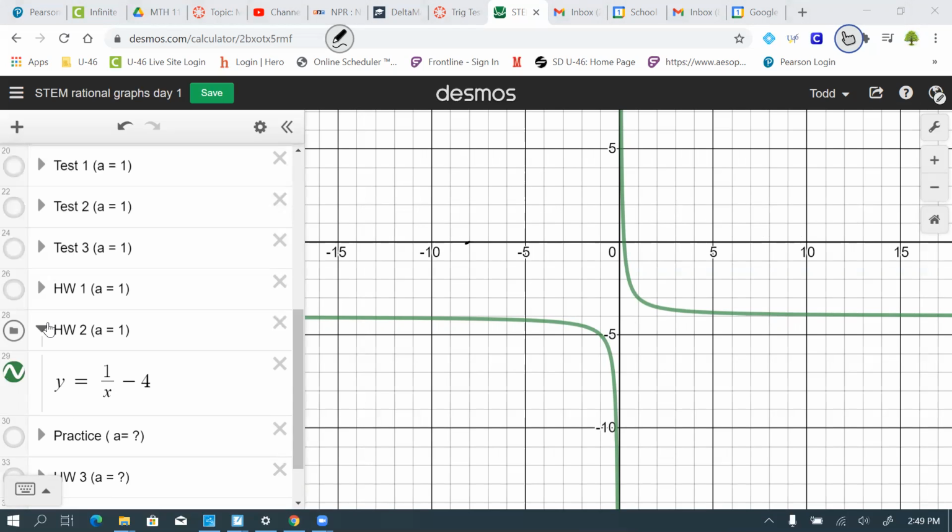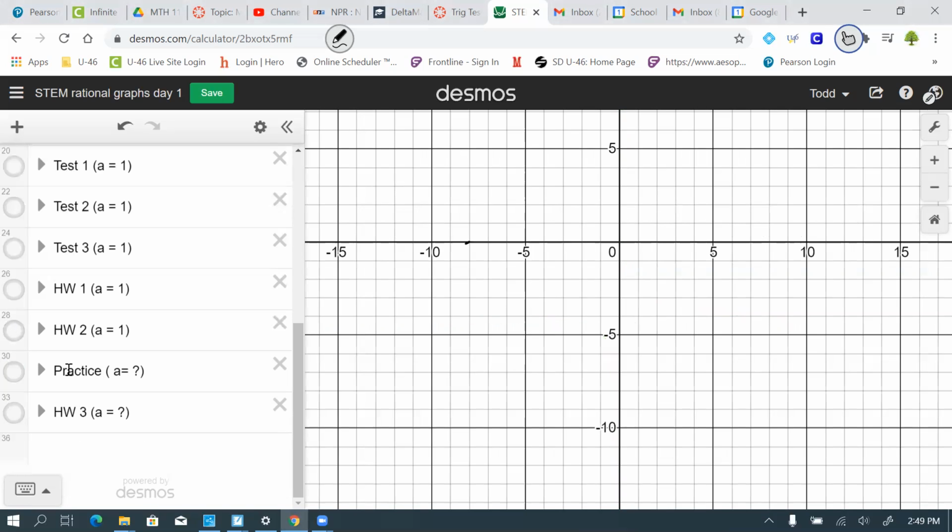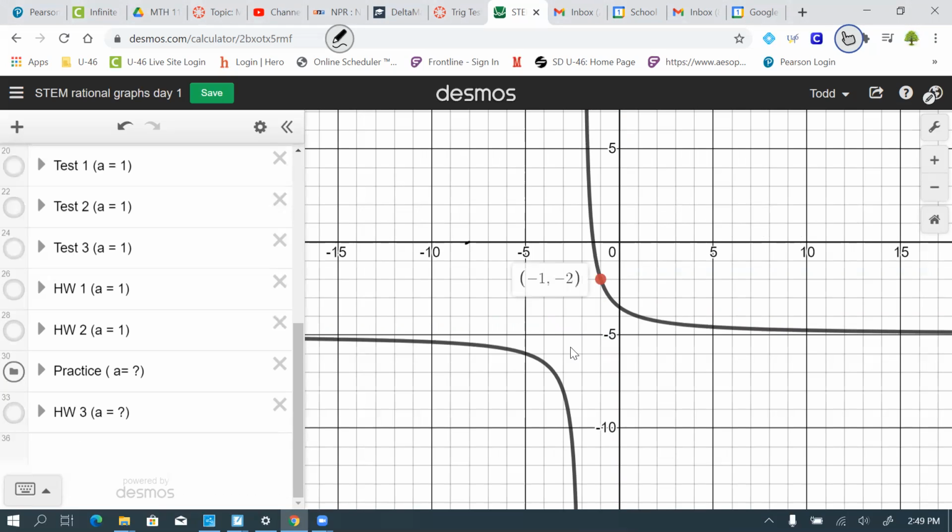We'll keep on practicing this tomorrow, but the next thing we need to get good at is what if the a value doesn't equal 1? So here, we first of all figure out our shift left or right. Here's the original vertical asymptote, and I hope you can see that it got moved to the left 2 units. So it's going to be, I don't know a, but to the left 2 means x plus 2.